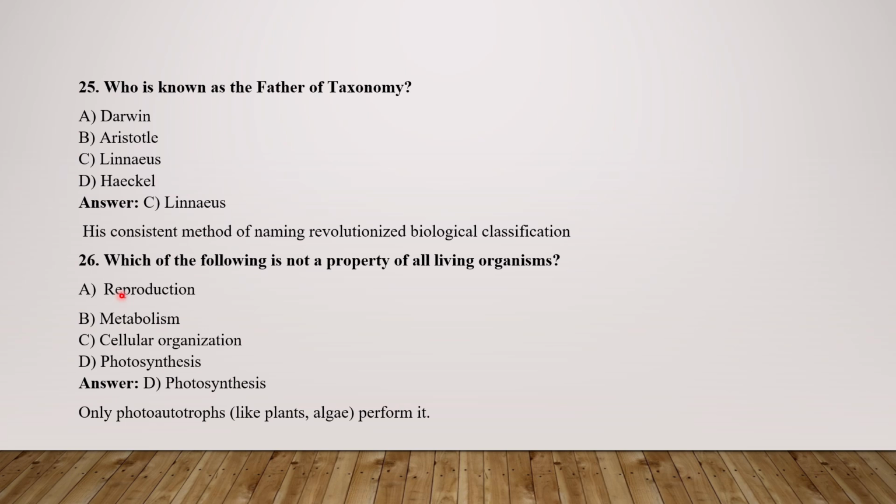Question 26. Which of the following is not a property of all living organisms? The right answer is option D, photosynthesis. Photosynthesis is performed by only phototrophs like plants or algae. Not all living organisms do it. Animals do not do. So here the answer is photosynthesis.